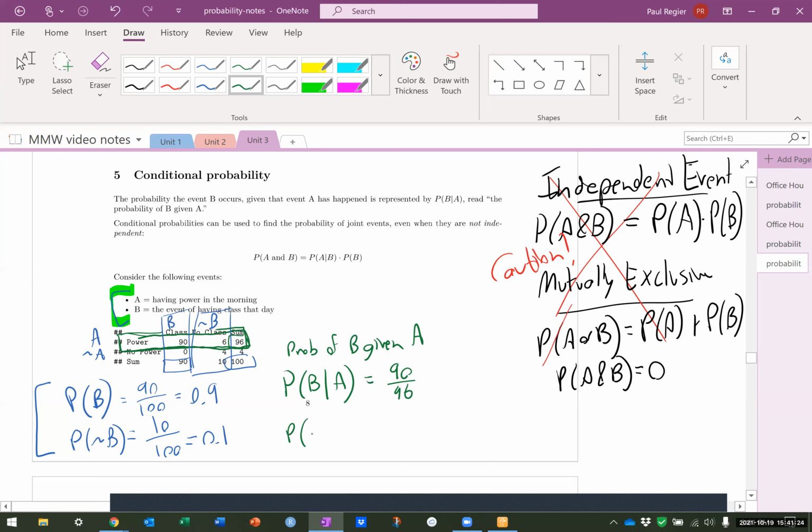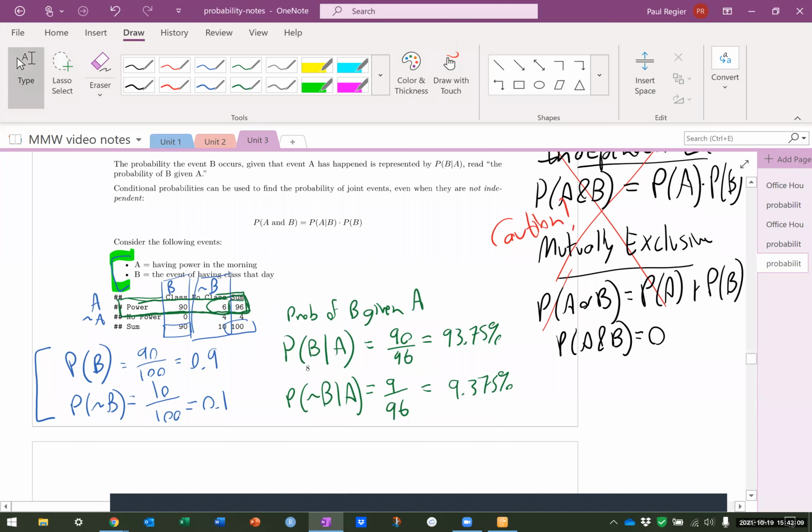Or we could say the probability of no class given power. And that would be, okay, there was 6 times we had no class out of the total times there was power. Okay. So 90 out of 96 is 93.75%. 6 out of 96 is 6.25%. Oh my goodness, these percentages are different. It seems like, oh, okay, so these are different, maybe no surprise.